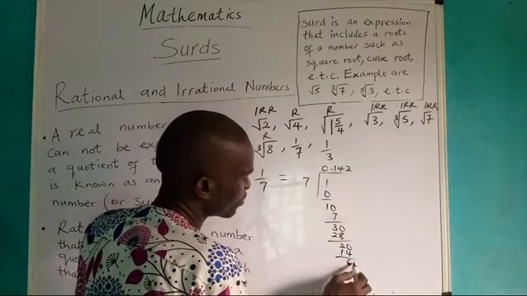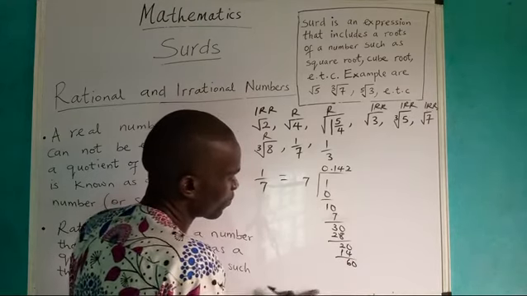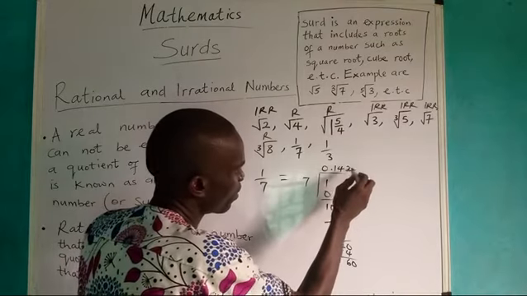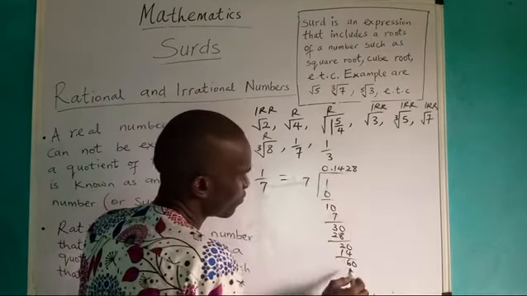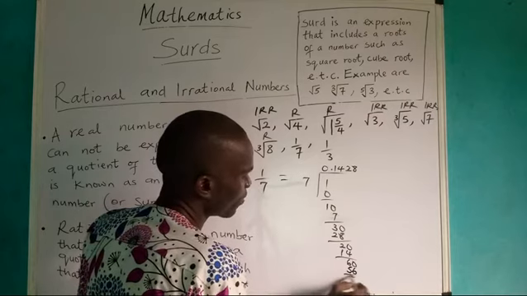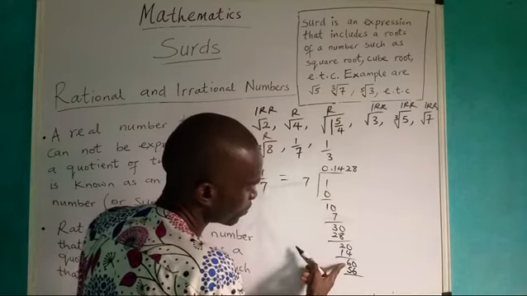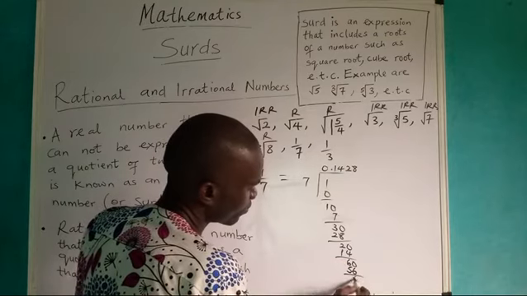Now, can 7 share 6? It's not possible. Put 0 there, it becomes 60. 7 share 60, it will be 8. 8 times 7, we have 56. Now minus it again. When I minus, 60 minus 56, I will have 4.